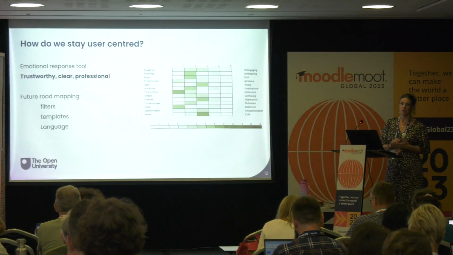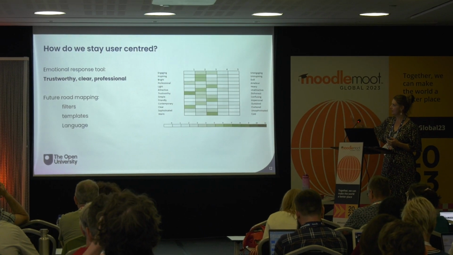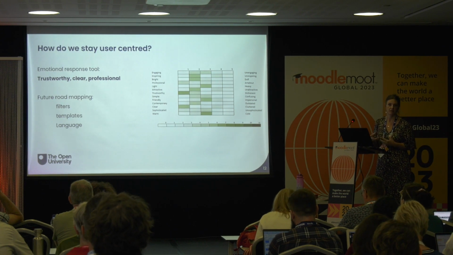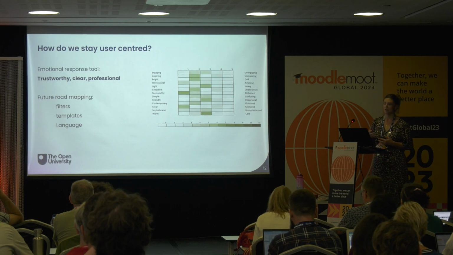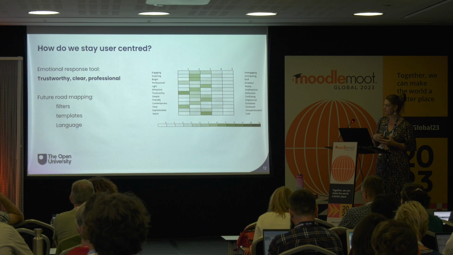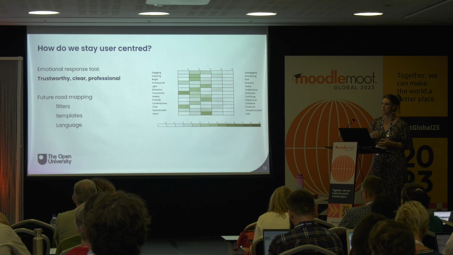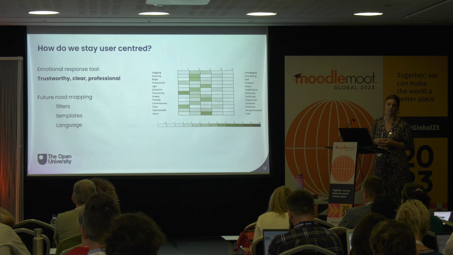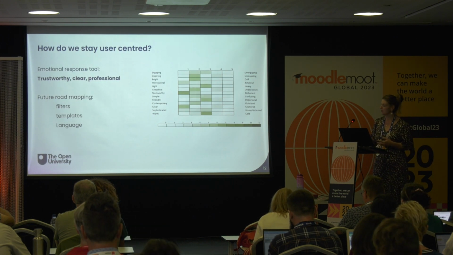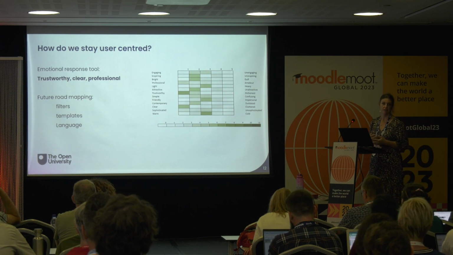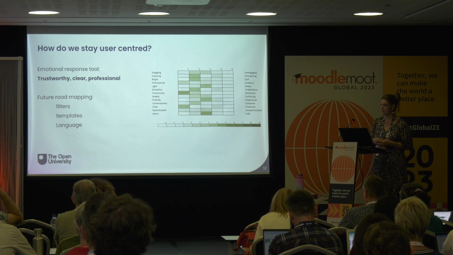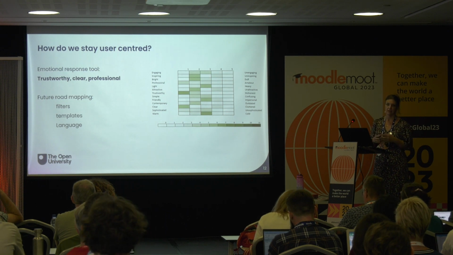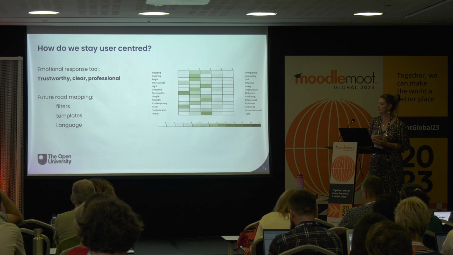They also use something called an emotional response tool. So here you can see the sort of a heat map where the dark green are the most popular answers to the questions, light green being the least popular. And the main thing that came out of there was they felt the site was trustworthy, clear and professional. But what it also highlighted to us were that there were certainly areas where students struggled to complete some of the tasks. So what it's done is give us a really clear future roadmap of what we need to look at, which include filtering capabilities, the possible use of templates when it comes to the experiment pages so that they're really consistent from experiment to experiment, and again, use of language in the guidance for the experiments themselves.